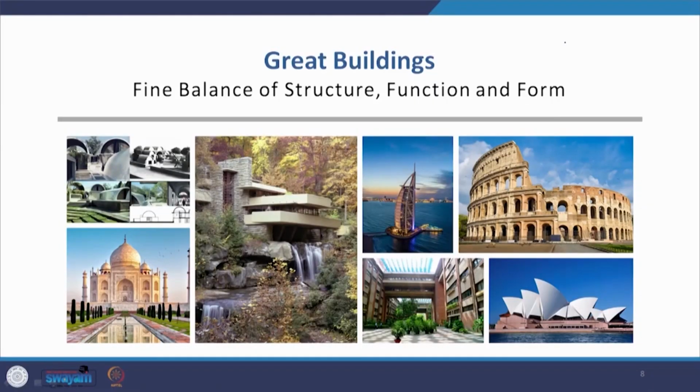You can take up any building across the world right from the ancient times, and you will find that this holds true for all great buildings. There is a fine balance of structure, function and form. It can be, for example, the Colosseum in the Roman times, or later on in the Mughal times, the Taj Mahal, or probably the greatest house of the 20th century, Fallingwater, or an Indian architect's amazing work, the Sangath by B.V. Doshi in Ahmedabad, or it is Jørn Utzon's Sydney Opera House, the one iconic image of Australia, or it is the Burj Al Arab in Dubai, or the India Habitat Center by Stein in Delhi. All these amazing buildings, the one thing that holds true for them is the harmony of form, function and structure.